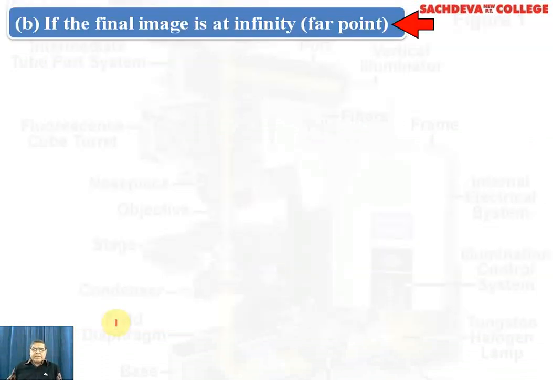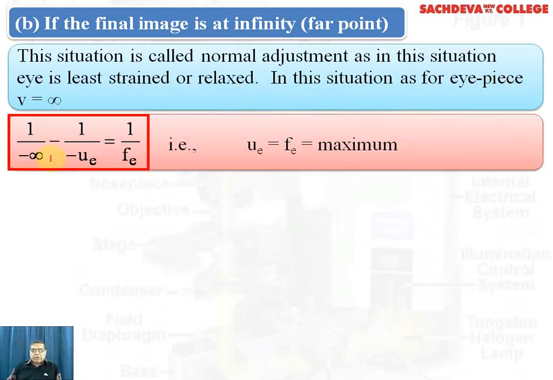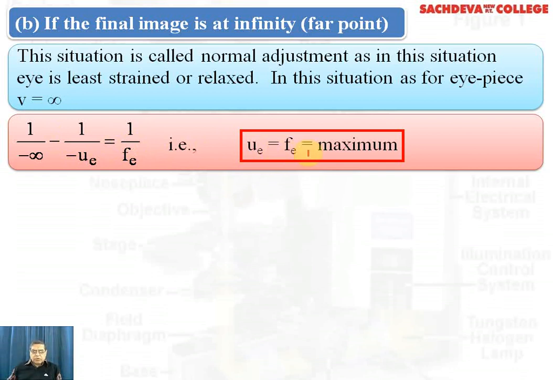If the final image is at infinity, that is at the far point, this situation is called the normal adjustment, as in this situation the eye is least strained, that is without the lens, or relaxed. In this situation, for the eyepiece, v is equal to infinity. Now 1 over minus infinity minus 1 over minus ue equals 1 over fe, that is focal length of the eyepiece. So ue will be equal to fe, and that will be maximum.